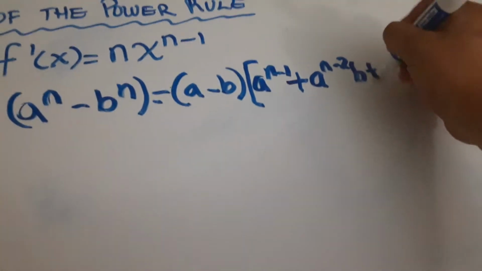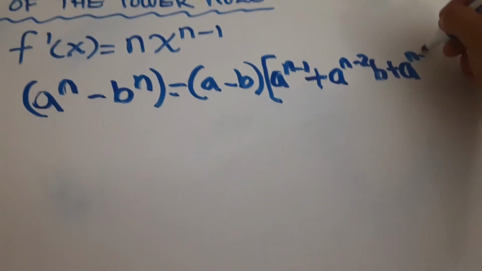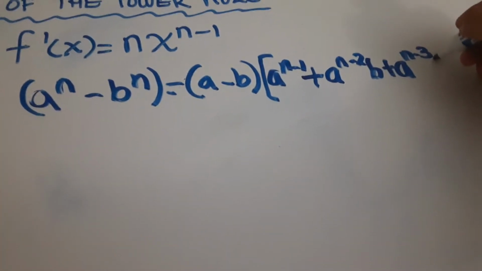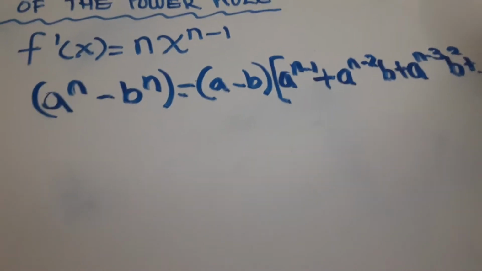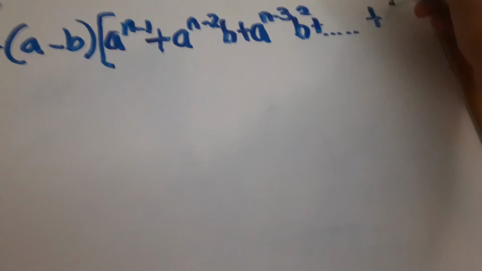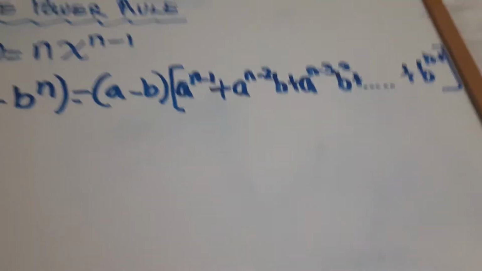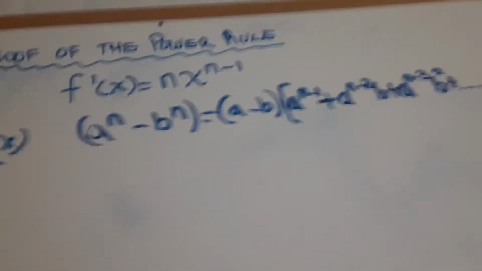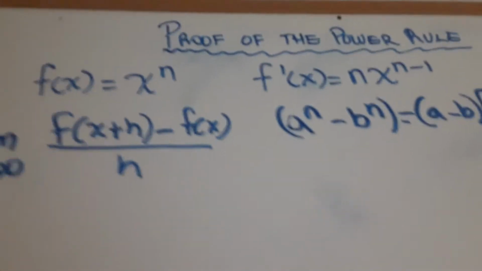The next term will be, remember, we are reducing, so it will be a to the n minus 3. And now b is going to be increasing by 1, so that will be b squared. And we will continue this, but we know that as the first term was a to the n minus 1 power, the last term will be b to the n minus 1. And we close the bracket there. All right? This is something you learn in college algebra, but we're going to use this identity to prove the power rule.